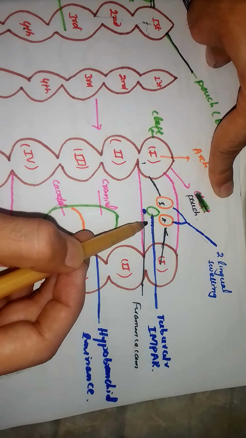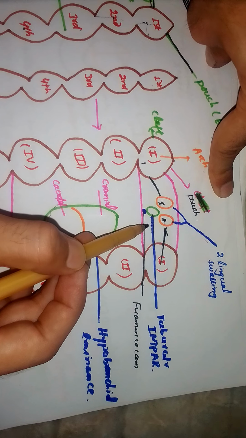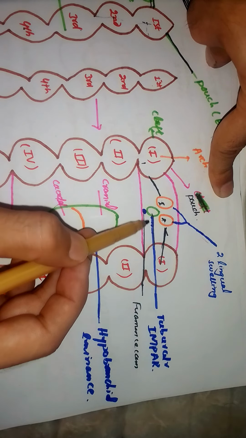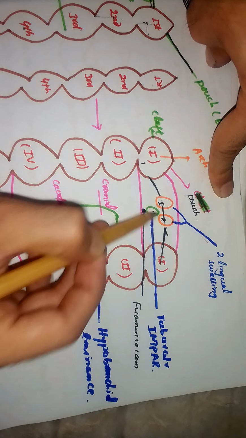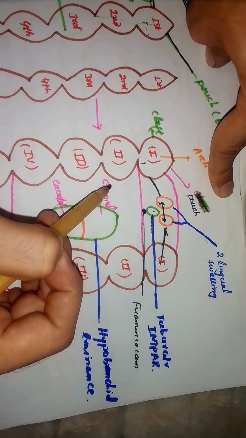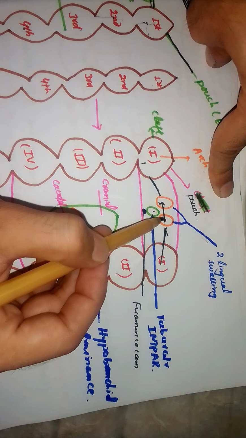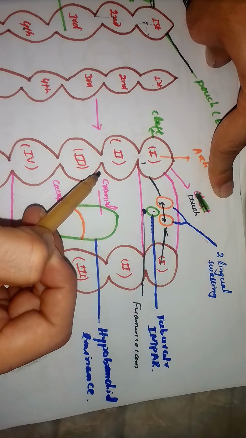Below the tuberculum impar, another structure is present called the foramen cecum. This is the foramen cecum. These are the 2 lingual swellings, and this is the tuberculum impar. These structures play an important role in the development of the tongue.